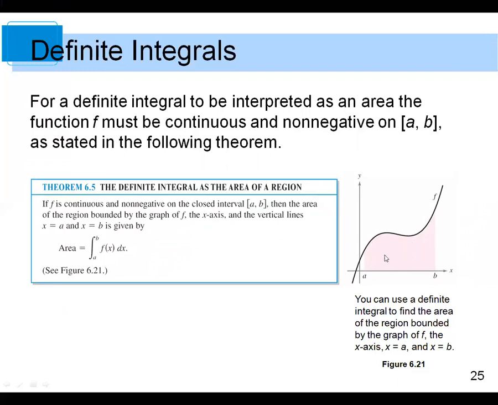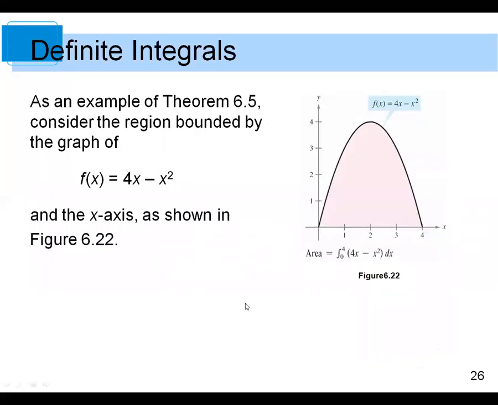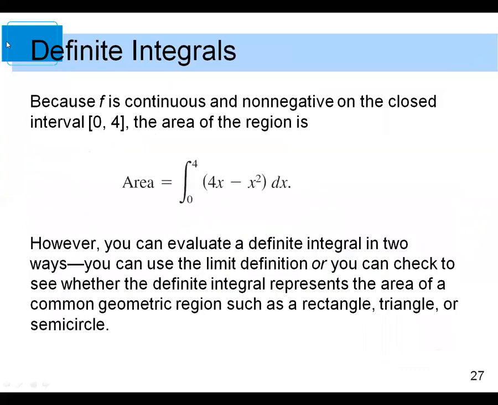So you always draw your region all the way down to the x-axis. All right, an example of Theorem 6.5: consider the region bounded by the graph of 4x minus x squared and the x-axis. Because f is continuous and non-negative on the closed interval, the area is given by the definite integral from 0 to 4 of 4x minus x squared dx.